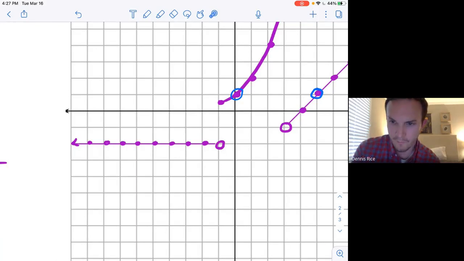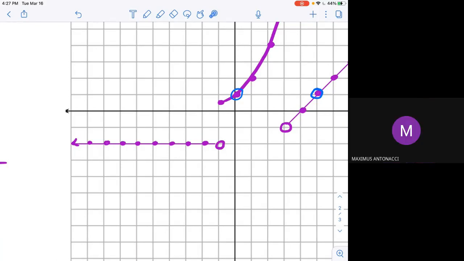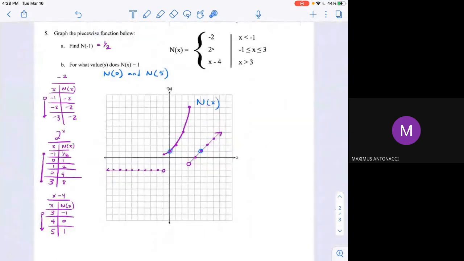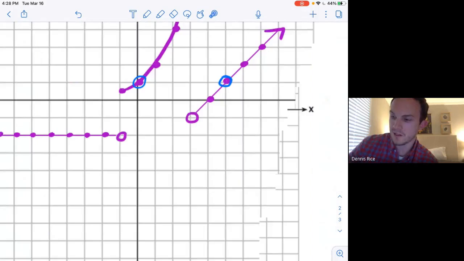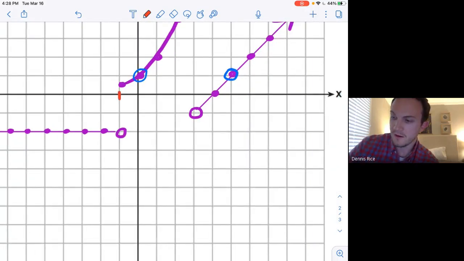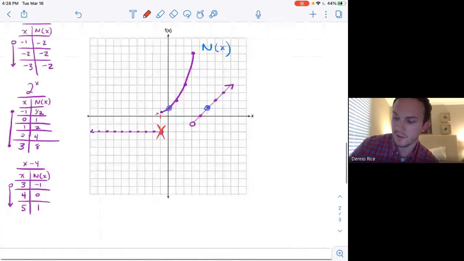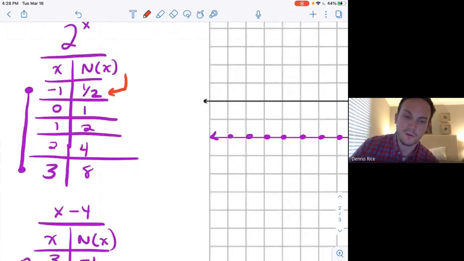Maximus, what was your question? I'm still not really understanding how you did part A, number 5. n of negative 1 means when x is negative 1, where is the graph? What's the y value of the graph? So let's go to where x is negative 1. That's right here. The graph is seemingly at 2 spots, but one of these spots is not included. We don't want to count this one. So the y value there, I would just refer to the table you had earlier. The y value at negative 1 is 1/2.